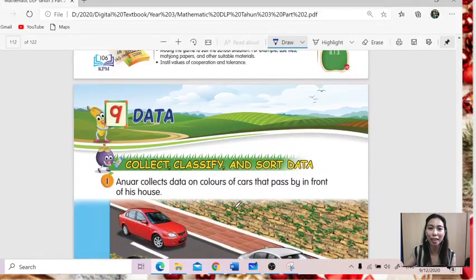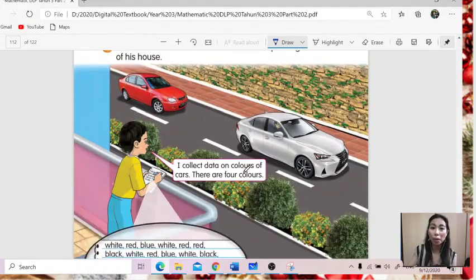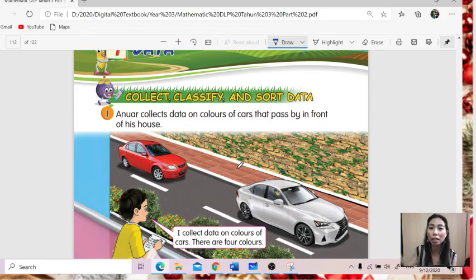Okay, let's look here. Collect, classify, and sort data. So Anwar collects data on colors of cars that pass by in front of his house. So this is what he wanted to do, the data that he wants to collect. How to collect is something that you want to know more about, something that changes.